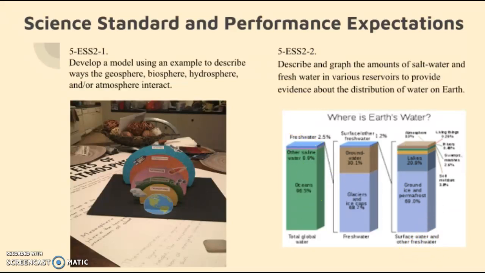As we can see here, in the total distribution of global water, fresh water only makes up so much of it. So that's an example of a graph of the amount of salt water and fresh water in various reservoirs.